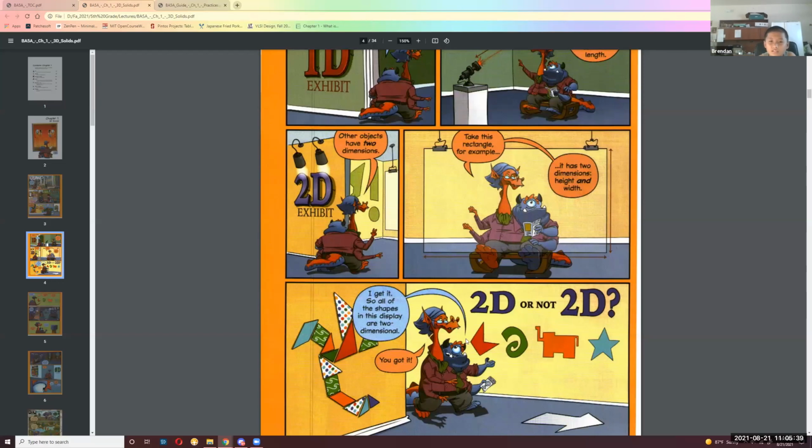You got it. Okay, so I guess I'll quickly jump in here. Does that make sense for everyone? 1D is just line segments, rays, that type of level. 2D is when you have 2 lines that kind of form into any of your 2-dimensional shapes.